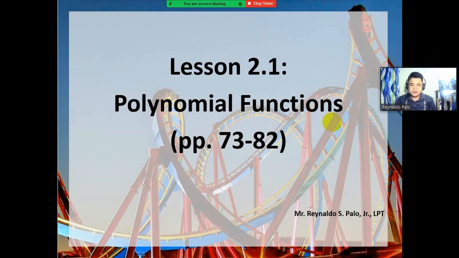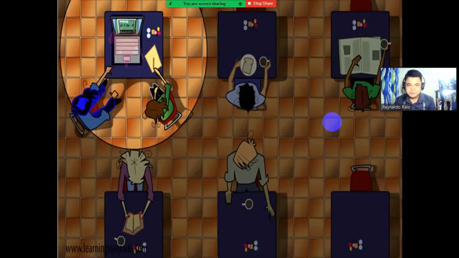For today, we're going to talk about polynomial functions. In this lesson, we're going to cover the definition of polynomials, when to say that a specific expression is a polynomial, what a polynomial function is, and how to evaluate polynomial functions. So that's what we are going to talk about for today. For my students, for your reference, you can check your books from page 73 to 82.